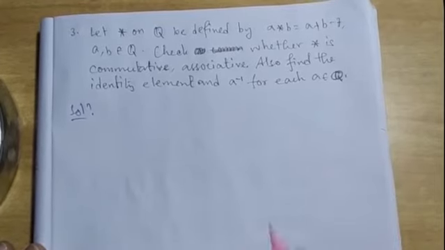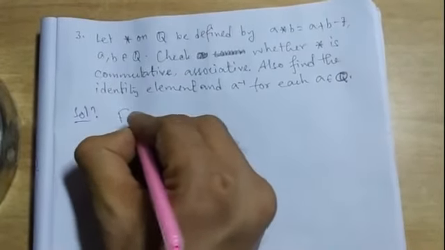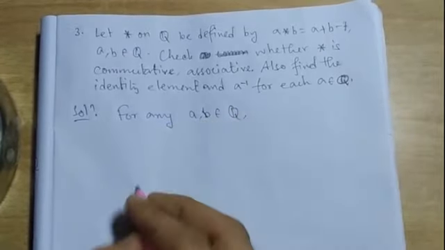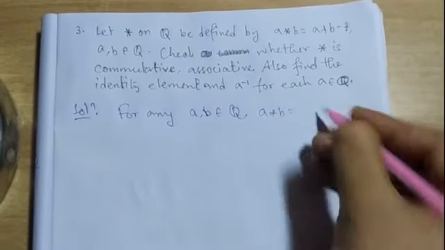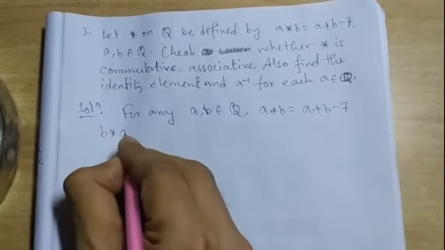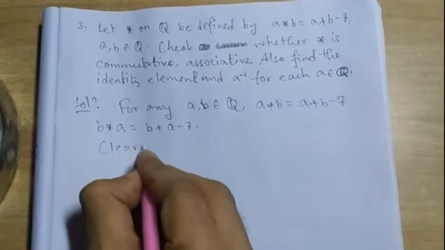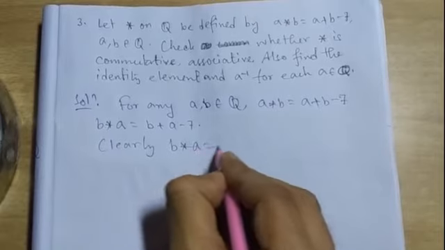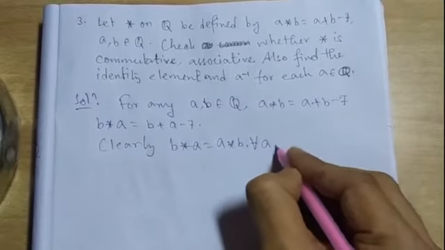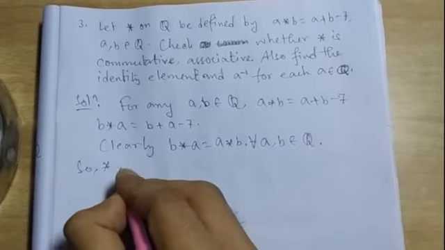So now we are going to check the commutativity of star. So for any A, B belonging to Q, A star B is A plus B minus 7. Also, what is B star A? That will be B plus A minus 7. Now clearly these two values are equal, and this will hold for all A, B. So we can say that star is commutative.